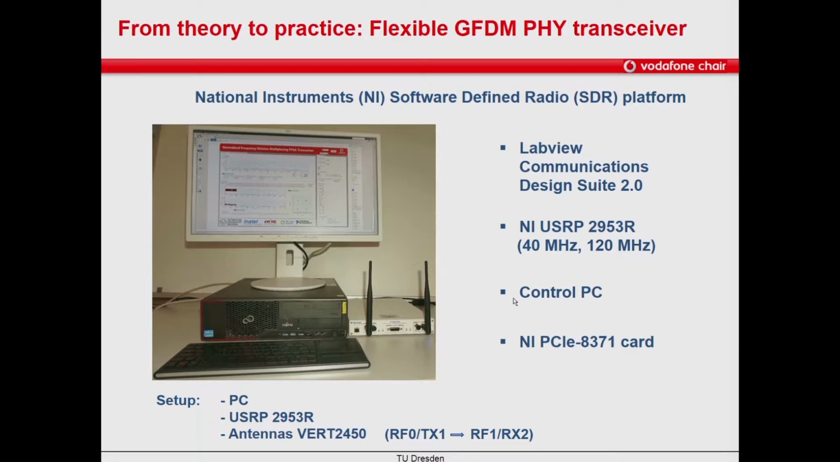The connection between the control PCs and the USRPs is done via PCIe 8371 cards. In this tutorial, we consider a basic setup consisting of a control PC, one USRP acting as a transmitter and as a receiver, and antennas for the transmission over the air.